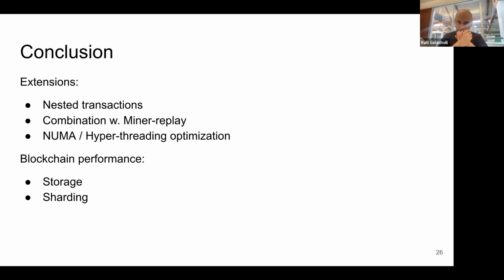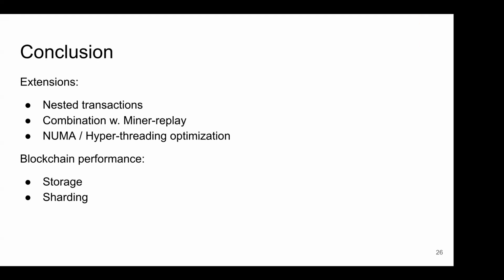Thanks. I have one question. Do you have any preventive measures for someone coming up with a sequence of transactions that would cause a lot of cascading aborts, for example, as a DOS vector?